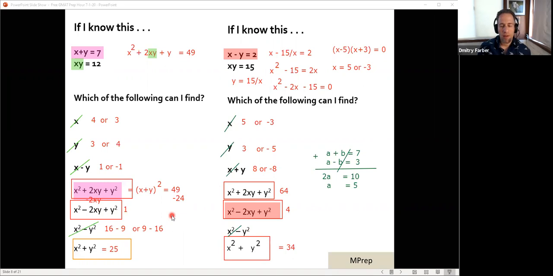Does that cover everybody? So let's see how this plays out on some data sufficiency questions.